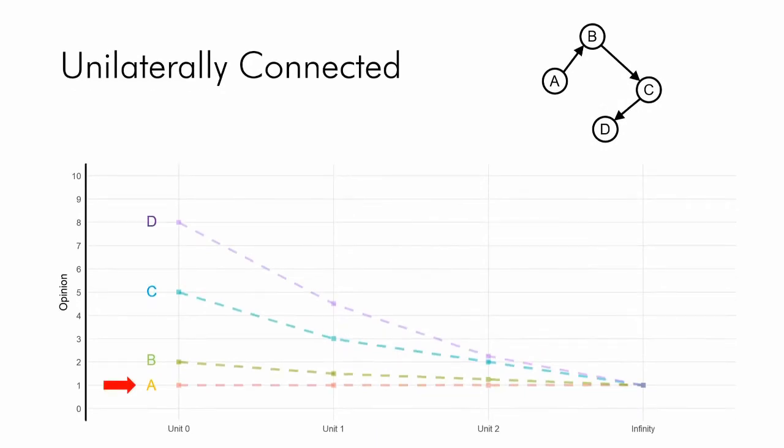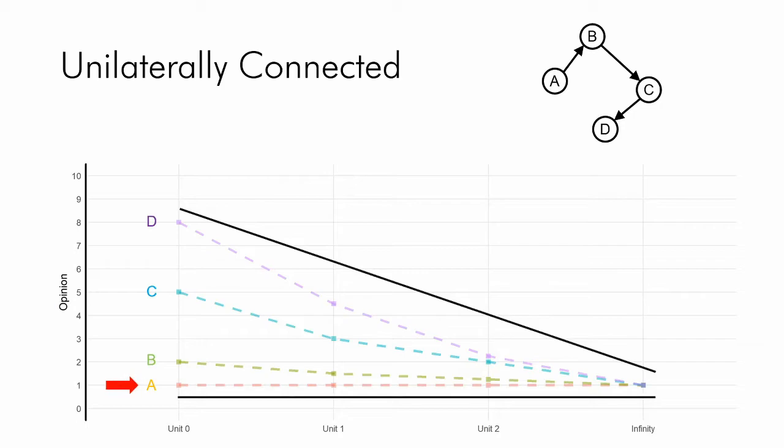In a unilaterally connected graph, there is, by definition, always one and only one node which has no input. In this case, you can see in the upper right corner, this is A. All other agents over time converge to A's opinion, while A's opinion does not change.